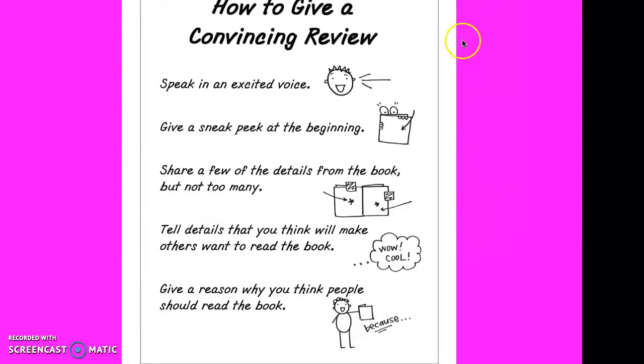First, I want to remind you that these are all the things that you can do to give a convincing review. This is a chart that can help you as you're writing a book review specifically. You want to speak in an excited voice, give a sneak peek at the beginning, share a few details from the book, but not too many, tell details that you think will make others want to read your book, and give reasons why you think people should read the book.